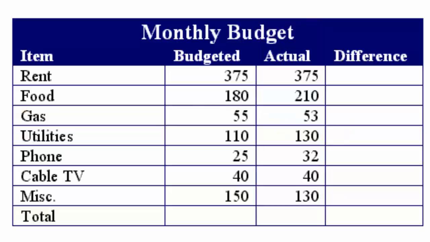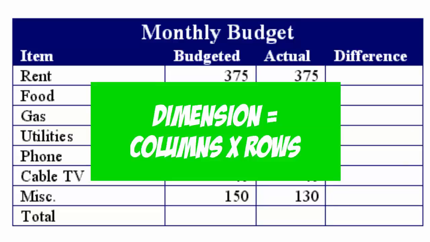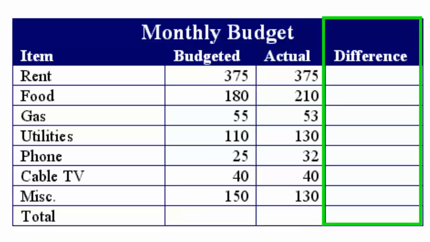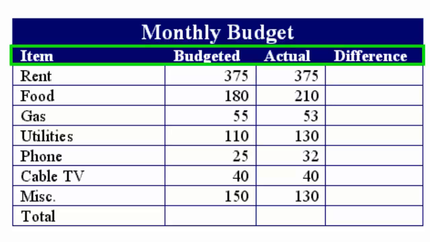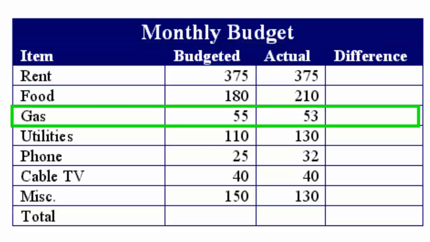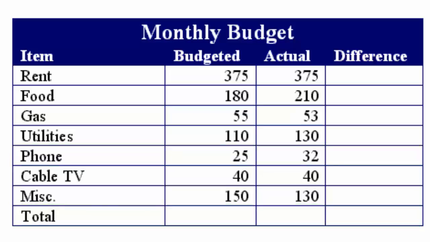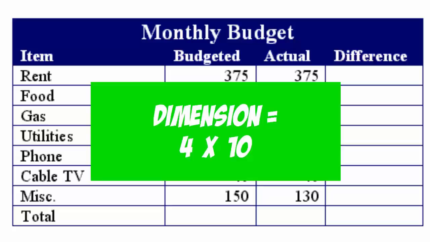And our table also has dimensions, and the dimension is how many columns the table has by the number of rows. So in this case we have 1, 2, 3, 4 columns, so we have a 4 by 1, 2, 3, 4, 5, 6, 7, 8, 9, 10 rows. So our table's dimension is 4 by 10.